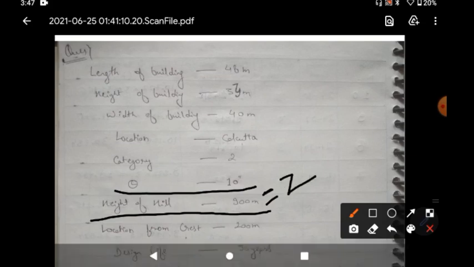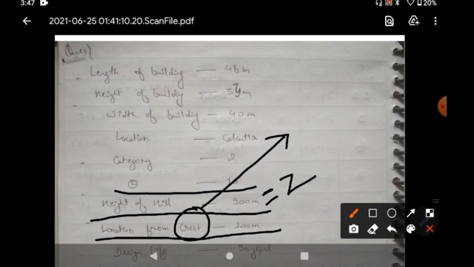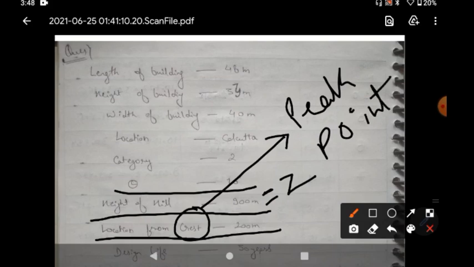Now, the location from the crest. I would like to tell you that the crest is known as the highest point of a hill, the highest peak. So it is 200 meter.